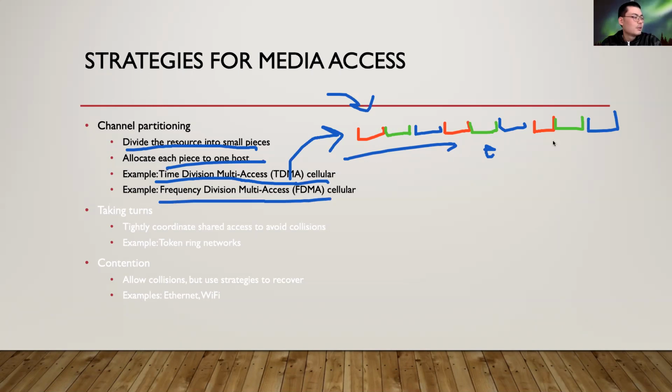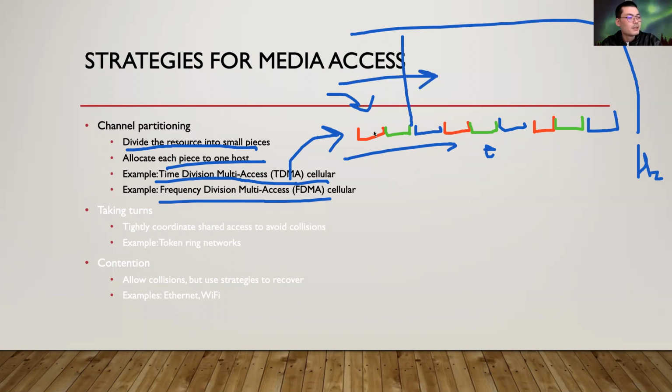So for FDMA, the idea is that your signal has many frequencies. This is a very small frequency, and this is a high frequency. But if you can use all the frequency bands, then you can send a lot of data, more bits, at each time unit.